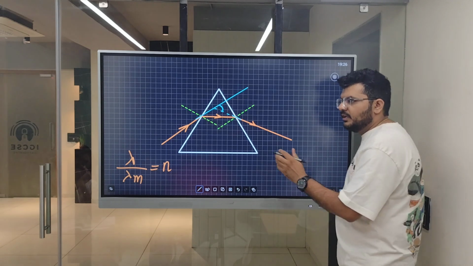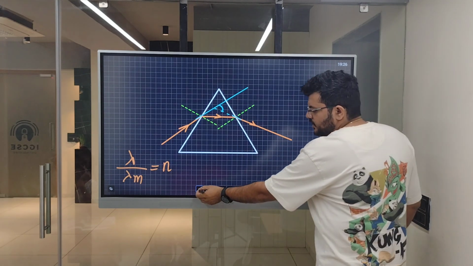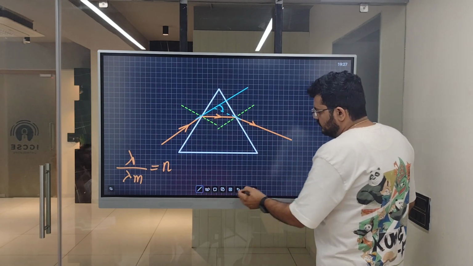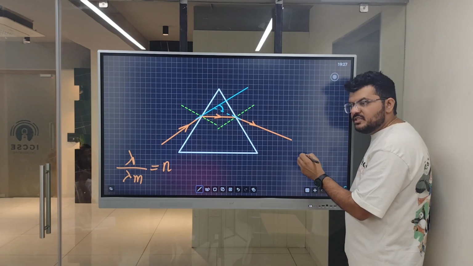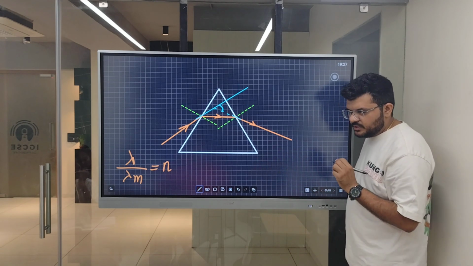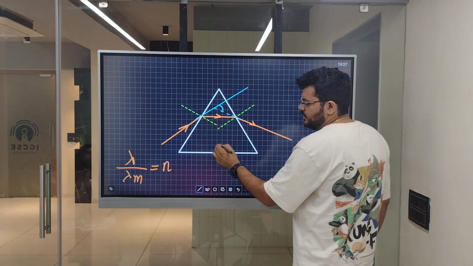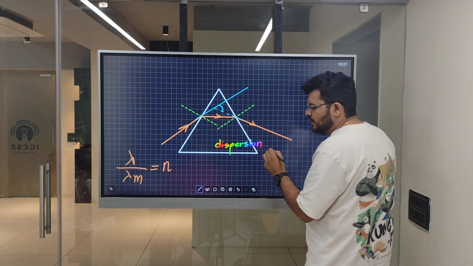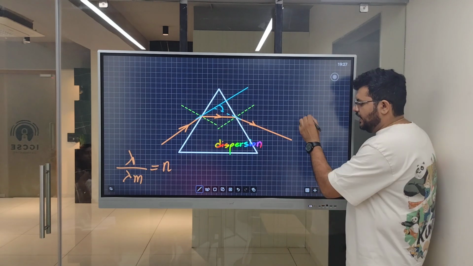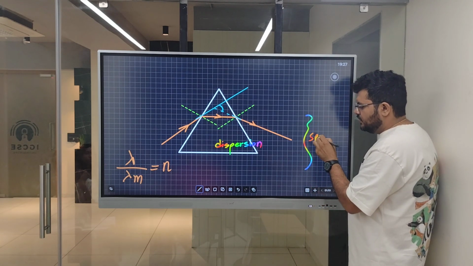Now all of you know what happens. Tell me what happens. Because of the angular deviation, light is split into different colors. Light disperses into different colors. This phenomenon is known as dispersion. What colors form in dispersion? This is known as a spectrum.